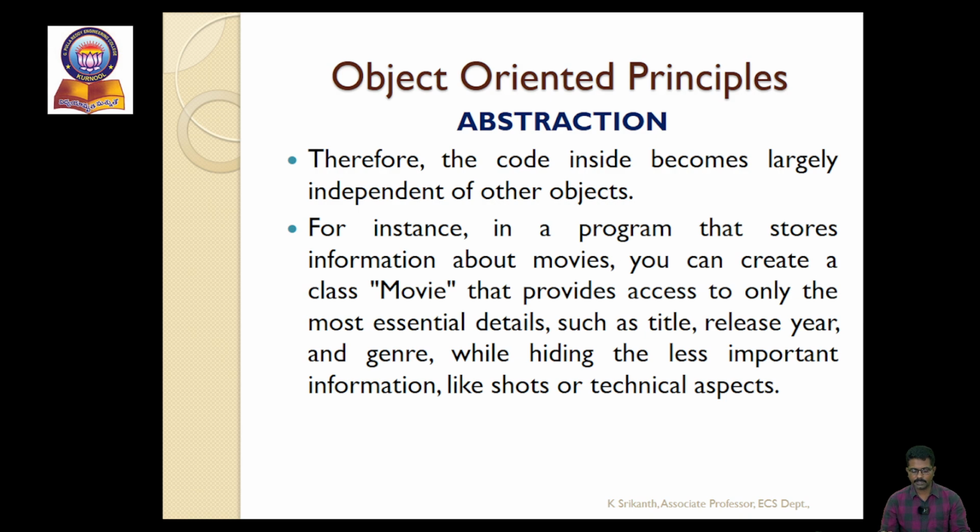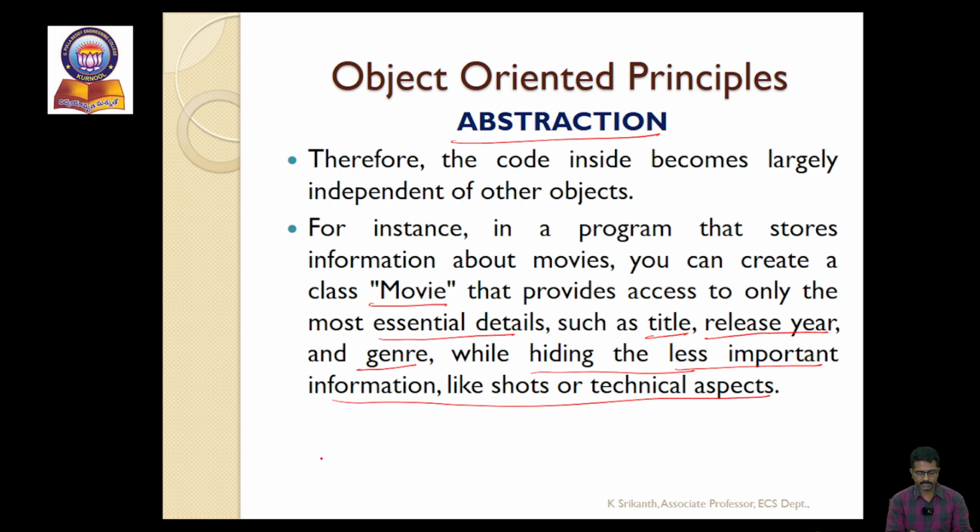So in Java, here in this slide an example called movie is taken, right? For a movie the most essential details are title, release year and genre, while hiding the least important details. So we need to hide the less important information like shots or technical aspects. Whatever important details are required, we give as an interface, and we hide the complexity. That is the overall intention of abstraction, right?